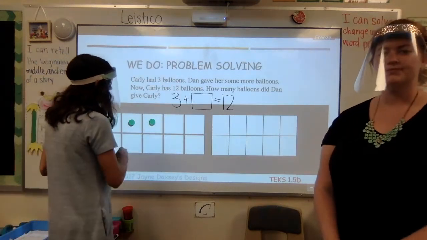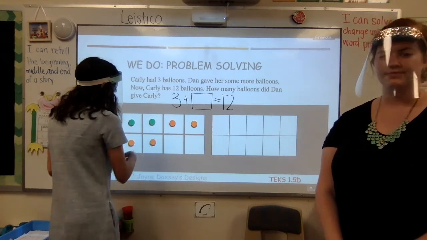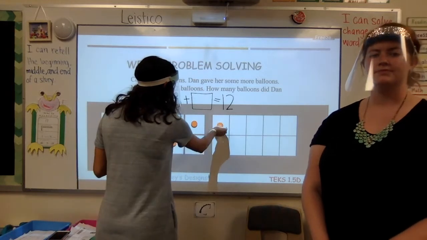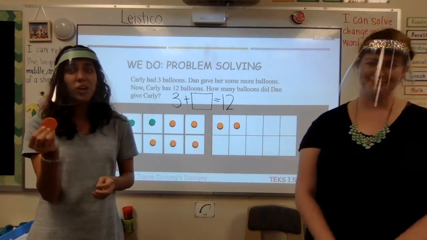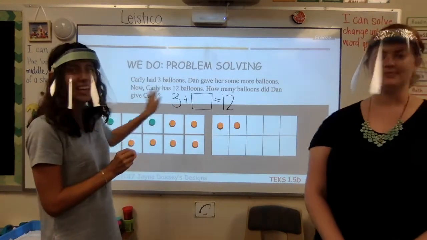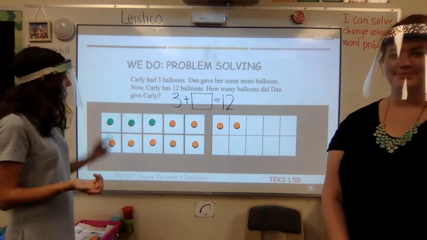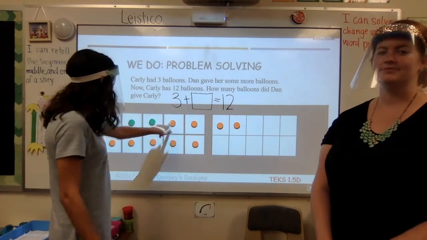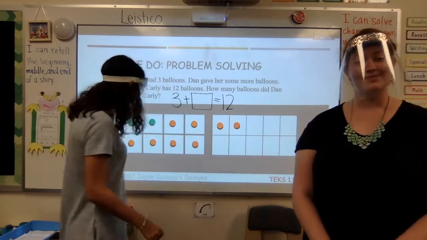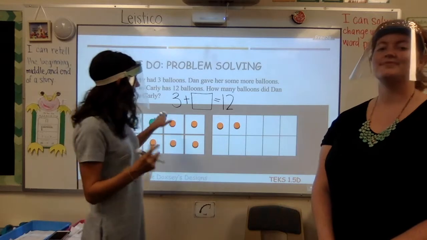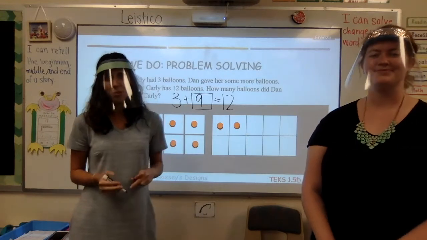And I have 1, 2, 3, 4, 5, 6, 7, 8, 9, 10, 11, 12. So I have to be really careful not to add 12 more orange, but just make sure that the total at the end is 12. And now I can really easily count and see how many she was given by Dan. So I just count my orange dots. I can count 1, 2, 3, 4, 5, 6, 7, 8, 9. So to fill in my number sentence, I would say 3 plus 9 would equal 12.